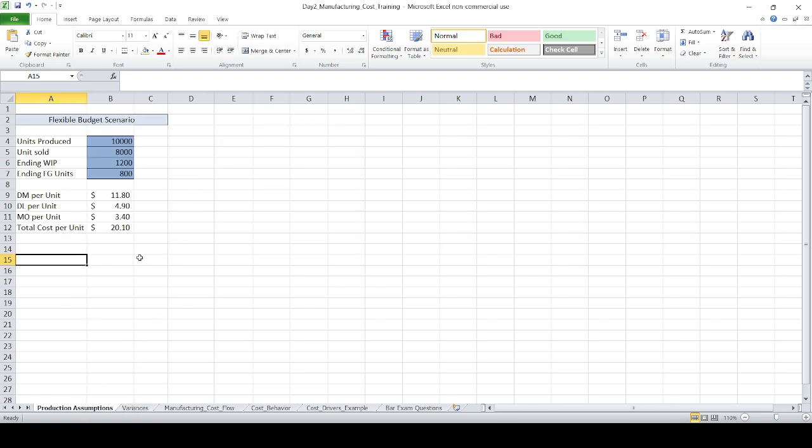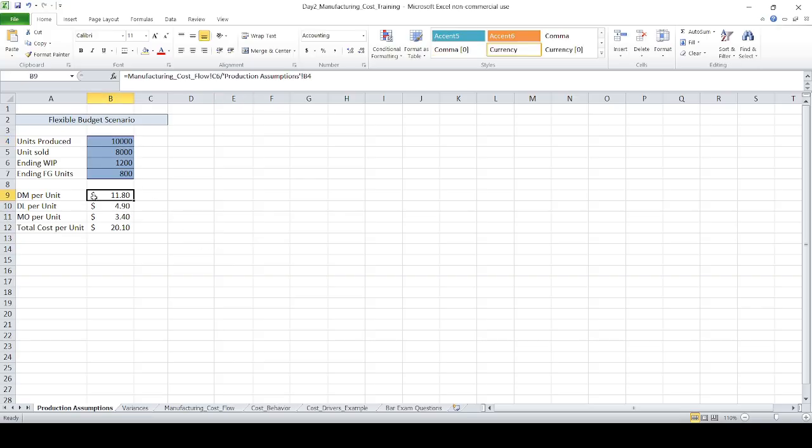Now let's move on to production assumptions. We can use this to test scenarios. What if production increases from 10,000 to 12,000 units? Variable costs increase, fixed costs per unit decrease. This is exactly how cost analysts prepare flexible budgets and advise management.